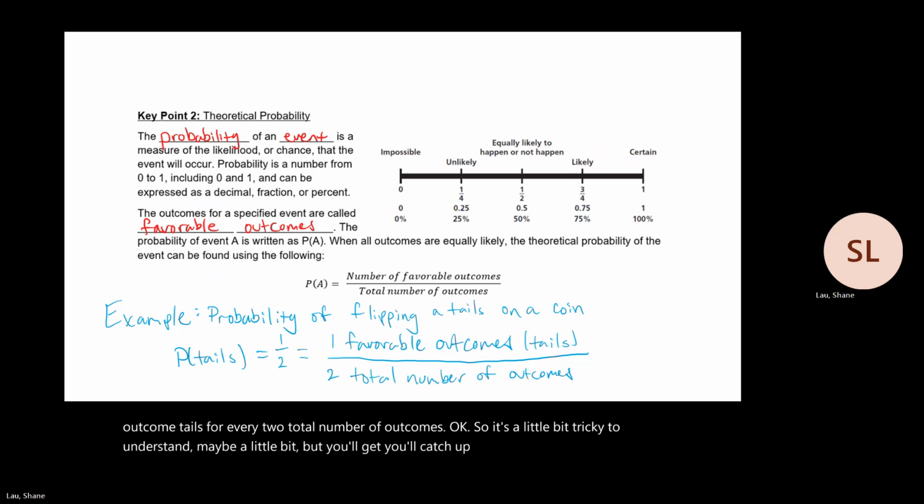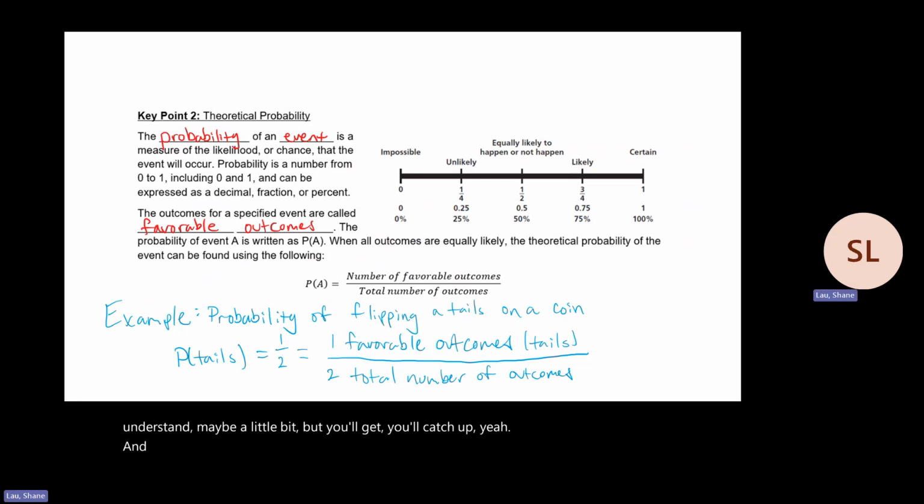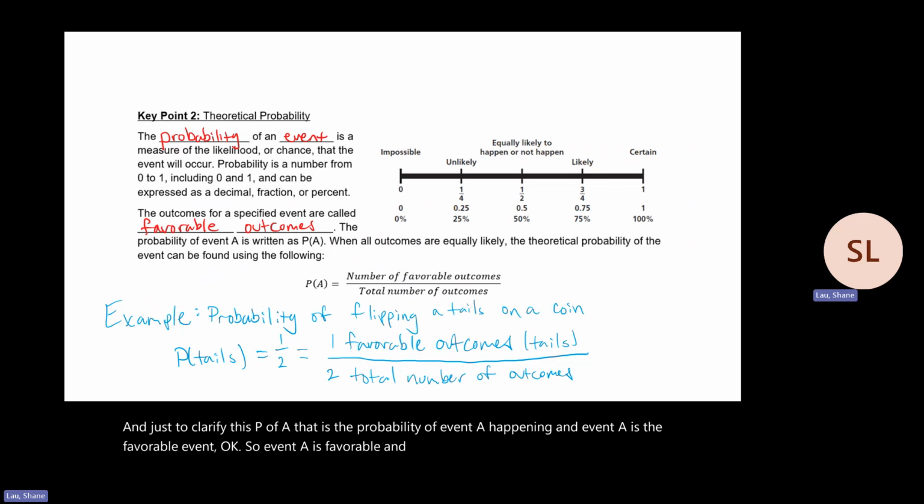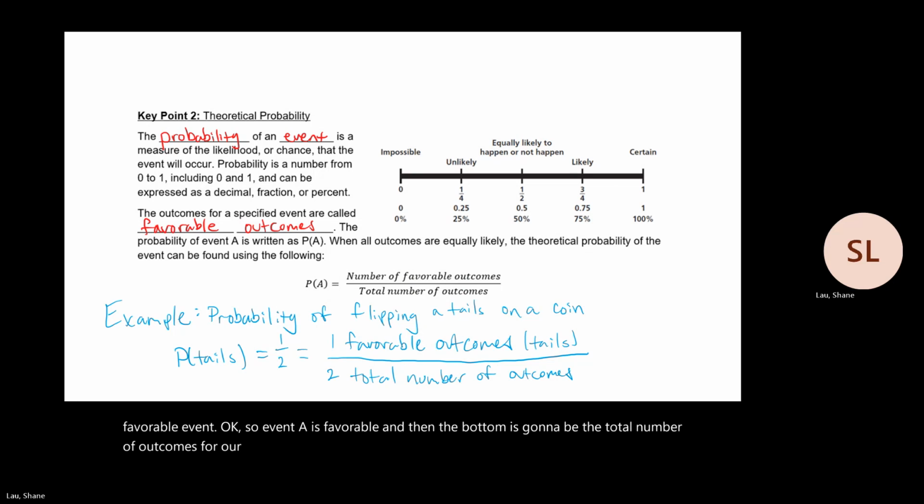Okay. And just to clarify, this P of A is the probability of event A happening, and event A is the favorable event. Okay, so event A is favorable, and then the bottom is going to be the total number of outcomes for our possibilities of outcomes.